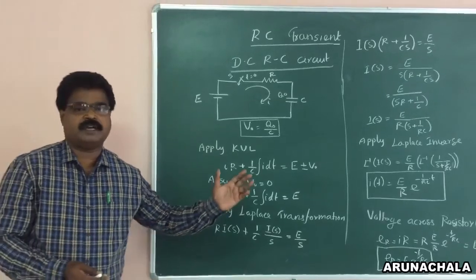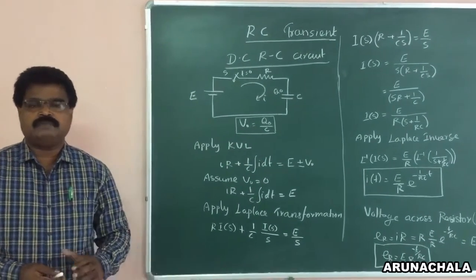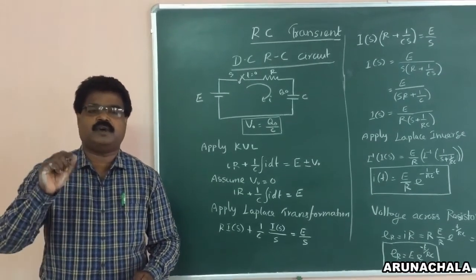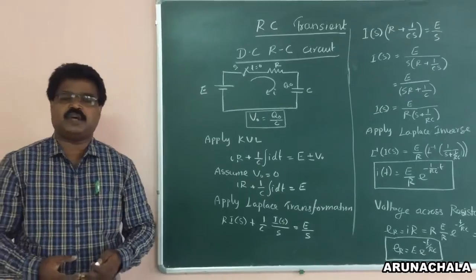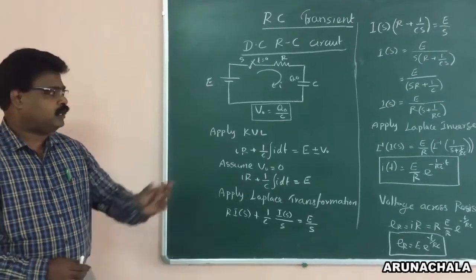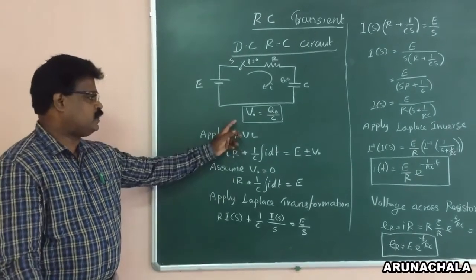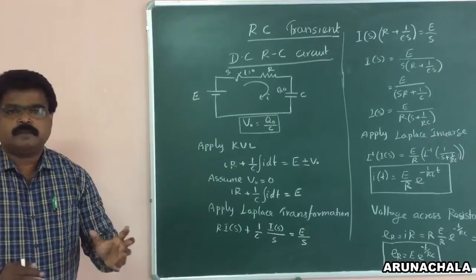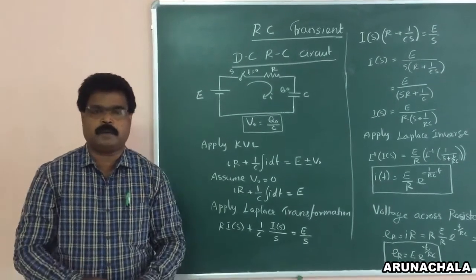For the derivation, we are assuming the initial voltage on the capacitor is equal to 0. If the initial voltage is given, you have to take it into consideration when solving the problem. Similarly, sometimes they will give the initial charge Q0 on the capacitor. So how will you calculate V0? We need V0 to substitute in the problem. V0 is equal to Q0 divided by C. That is the formula to calculate V0. So you must be very careful when you are solving the problem.